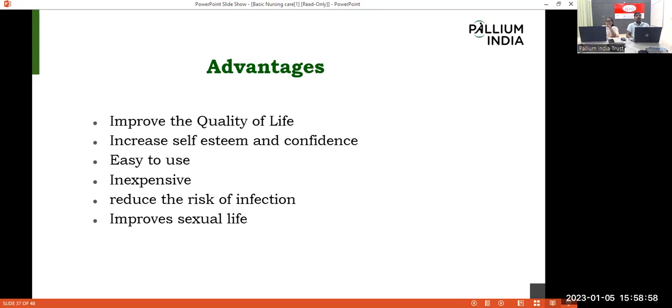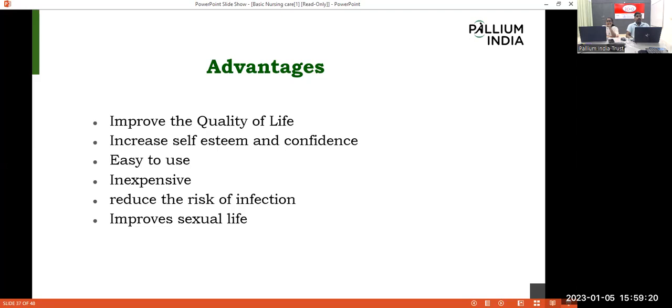First one, improved quality of life. With an indwelling catheter, the patient will feel they are carrying it for 24 hours. They are carrying the urobag along with the Foley's. They need to carry it. Here there is no need for carrying anything. So it improves the quality of life also.